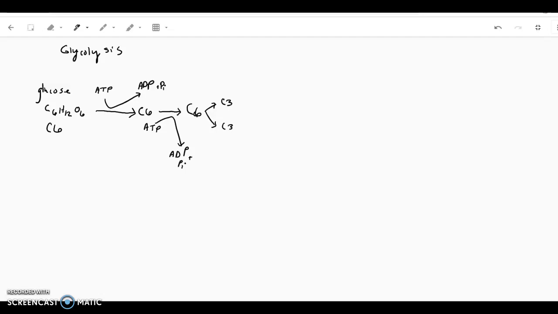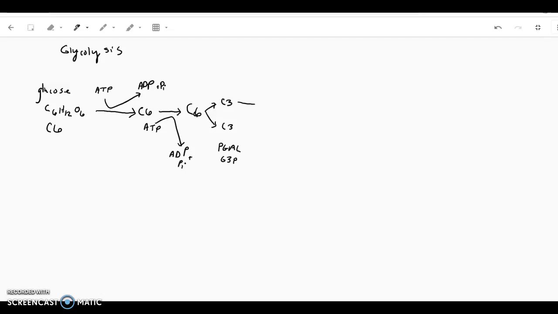This C3 compound is known as PGAL for short, 3-phosphoglyceraldehyde. You may have also heard it referred to as G3P. Okay. I'm bringing that up because we will revisit that compound later on.